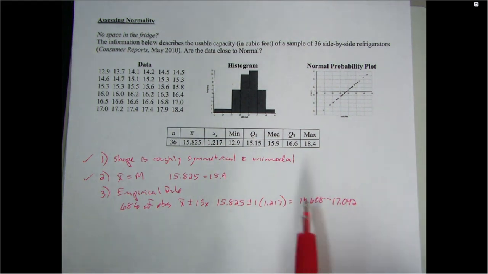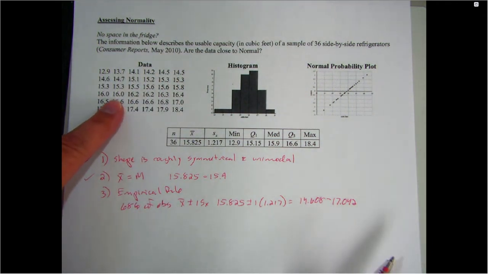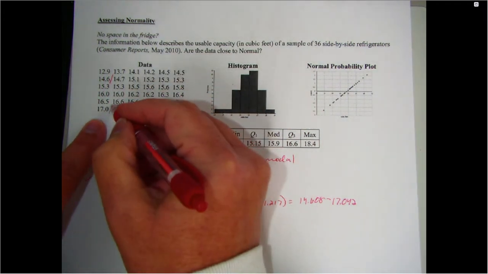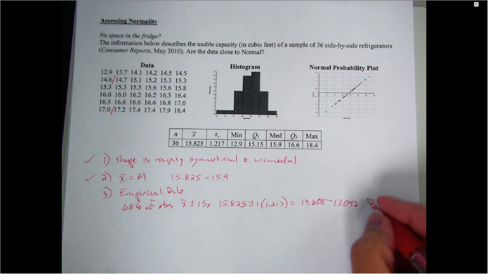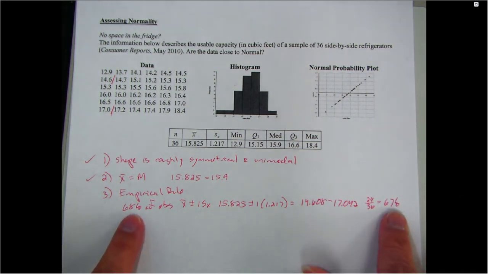Let's check it. So I'm going to go to my data. 14.608 would be around here, right? And 17.042 would be around here. So let's see, these are 6. So that's 18, 19, 20, 22, 23, 24. So that's 24 out of 36. 24 out of 36, you can throw that in the calculator, is 67%. So not bad, not bad.